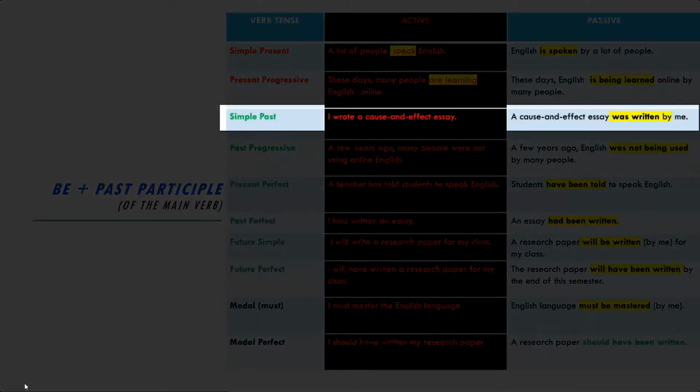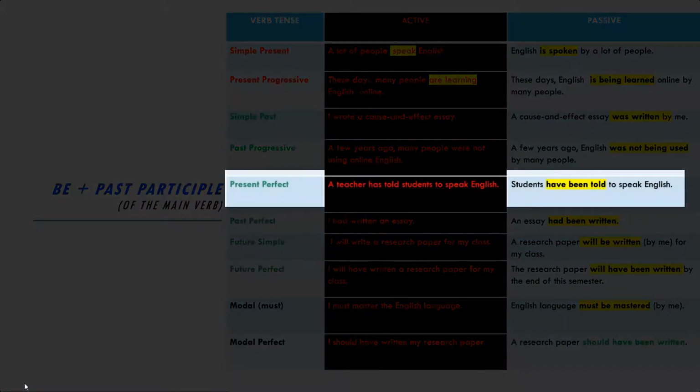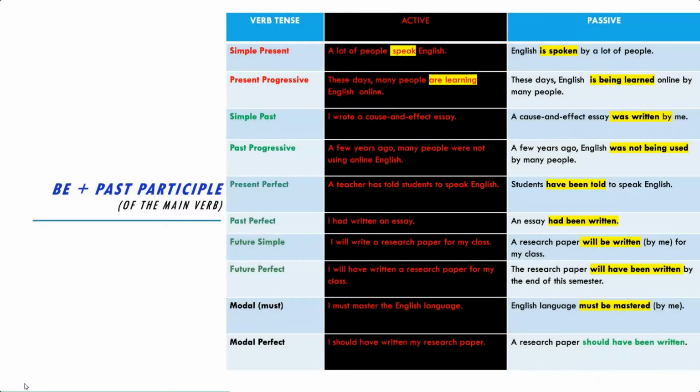Simple past: I wrote a cause and effect essay. Passive: a cause and effect essay was written by me. Past progressive: a few years ago, many people were not using online English. Passive: a few years ago, English was not being used by many people. Present perfect: a teacher has told students to speak English. Passive: students have been told to speak English, and so on and so forth for past perfect, future simple, future perfect, and modals. You guys can take a look at it as I explained earlier, and there you have it. That's all as far as the verb tenses.